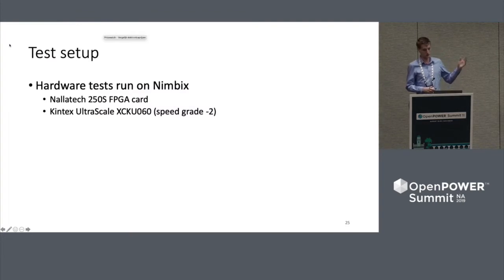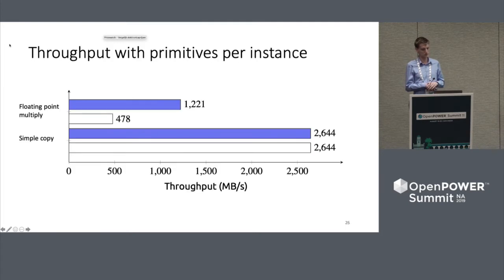And so the hardware tests were run on Nimbix on one of their POWER nodes with the 250S FPGA cards. This is a Kintex part. And so I have some actual throughput numbers. So these are potential throughput numbers running on the highest Fmax that, in this case, Vivado would let the part run. So this is per instance. And these instances are fairly small. So you can have multiple, so you could easily saturate your system bandwidth.